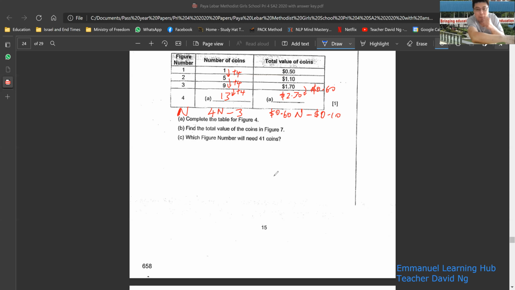So is that the answer to B? Okay, this is not the answer for B. This is the formula you're going to use to find your answer for B. But why can't I just do this one? Because they asked for figure 7.